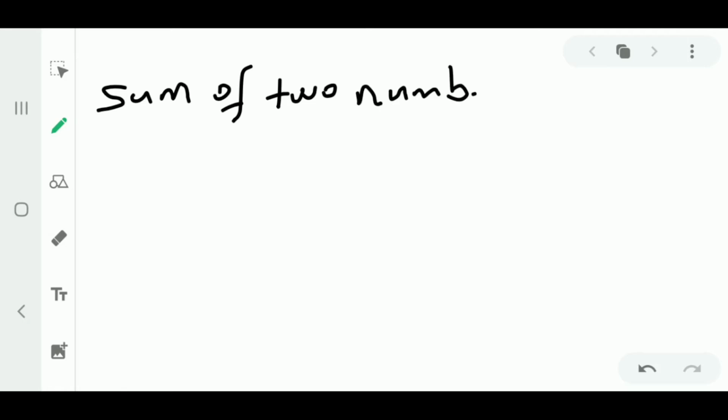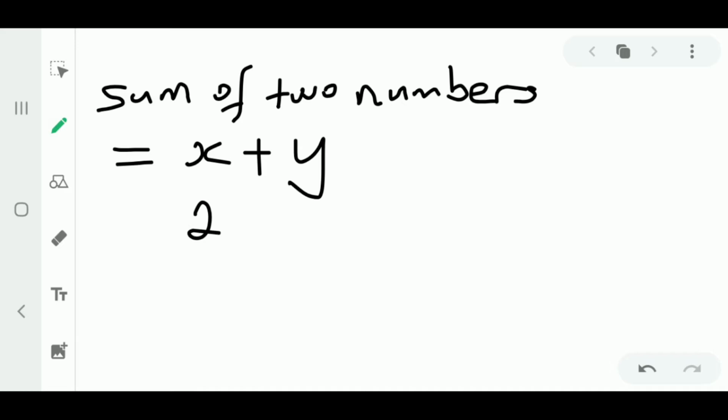So the sum of two numbers. So we know that sum is adding or addition. So what that would represent is, let's say we call these unknowns x and y. So what that is saying is x plus y. So let's say x was 2 and y was 3. Then that answer would give us 5.